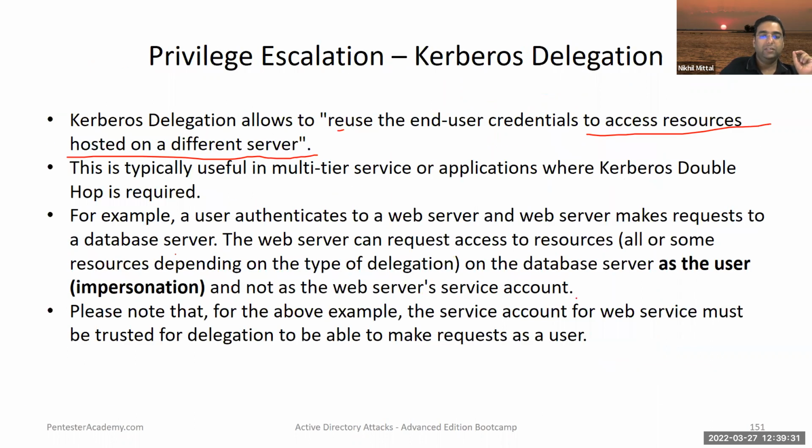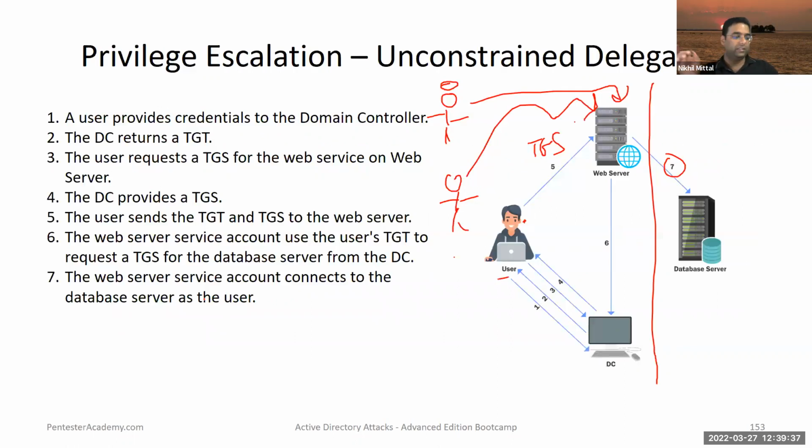That is, at the end, user impersonation must take place. That's the basis of all types of delegations. User impersonation must take place. The first hop, which is the web server, must have the capability to connect to the second hop, that is the database server, as the user that came in here. All right, that was the problem.